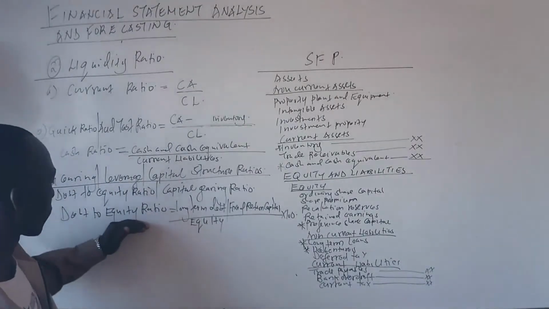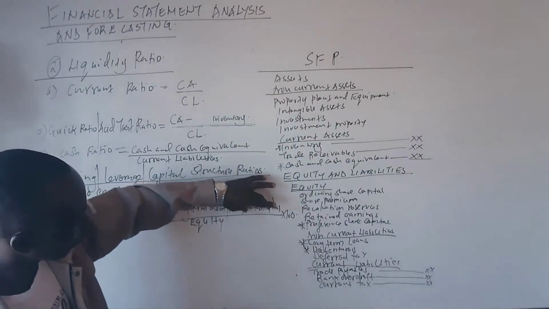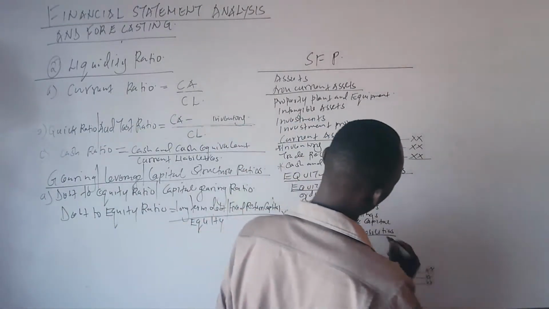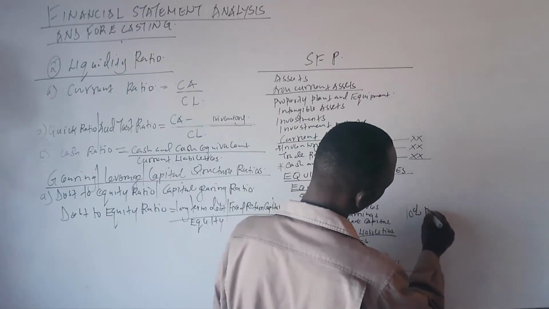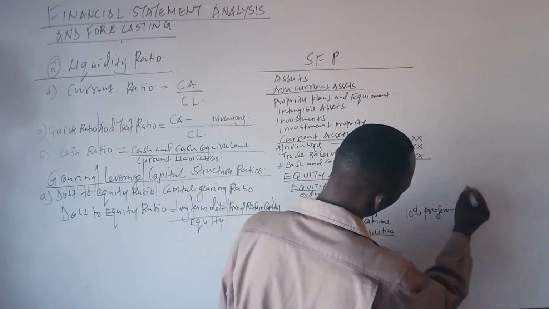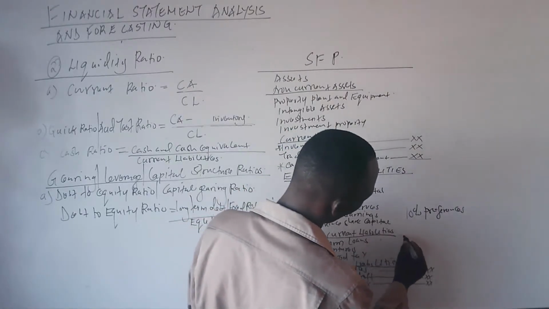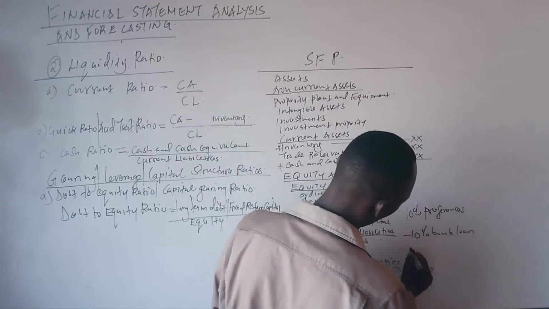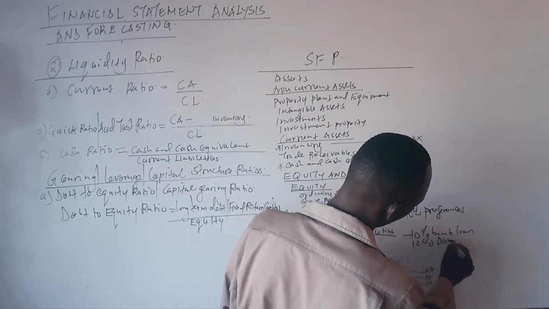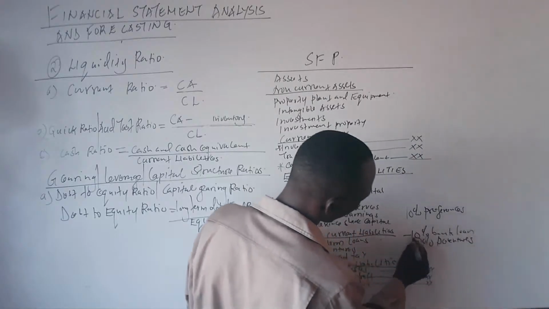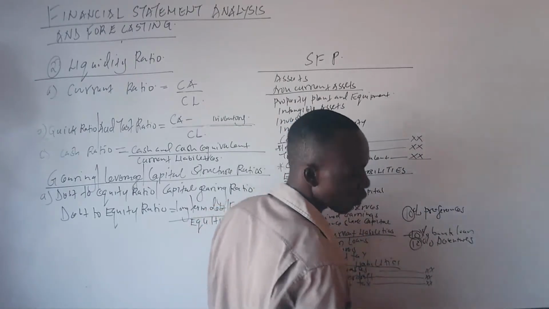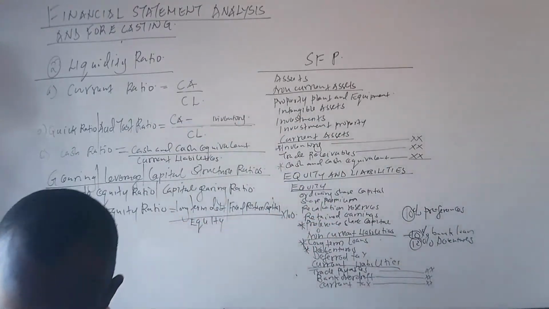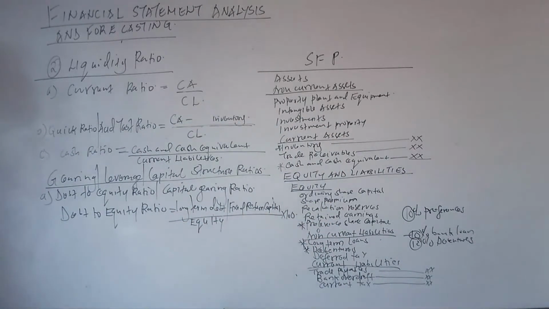So for the debt to equity ratio, you take long-term debt or fixed return capital. We normally call it fixed return capital because in most cases you will be told 10% preference, 10% bank loan, and 12% debentures. We call them fixed return because whether you make a profit or you don't, they will get their share in the company.